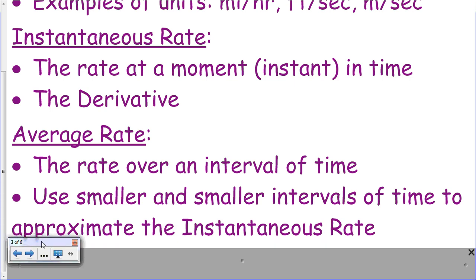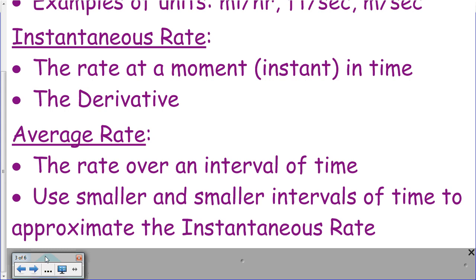So an average rate is the rate over an interval of time. That's the difference between instantaneous versus average rate. Instantaneous, there is no change in time there. It's an instant, a moment of time. Versus with an average rate, it's over an interval of time. So some time has passed.